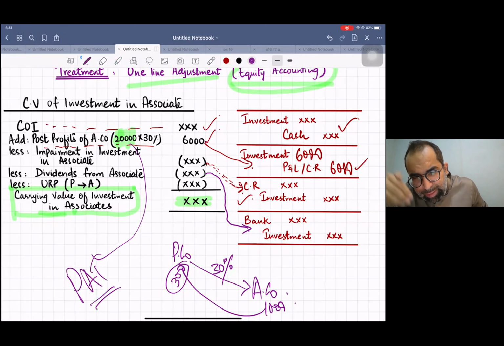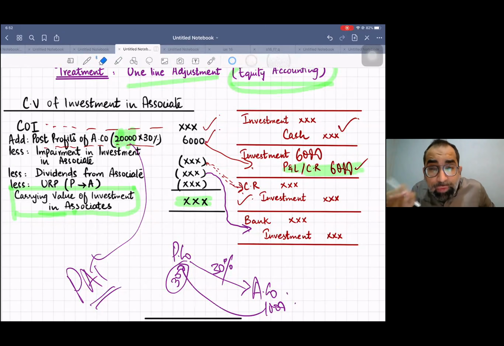Tax share in their own income. And you know, dividends are distributed from profit after tax. So that means this dividend income is already included here. This dividend income is already included in the parent company's P&L.